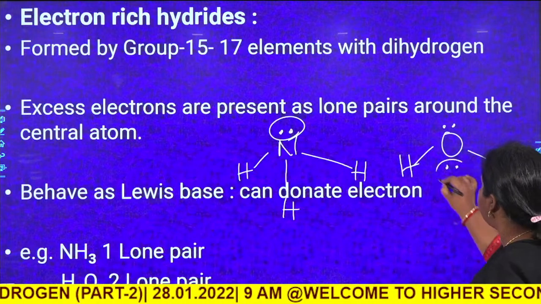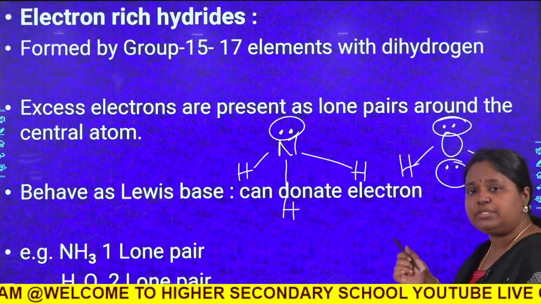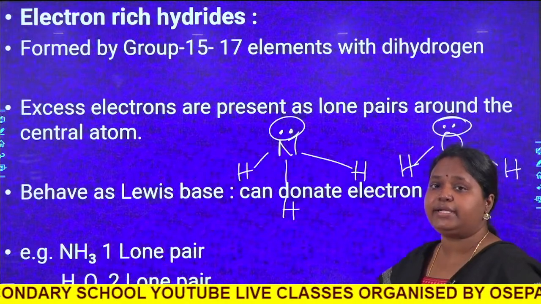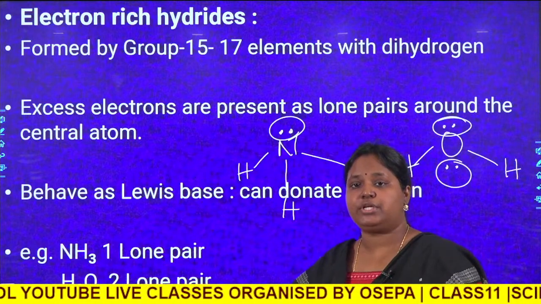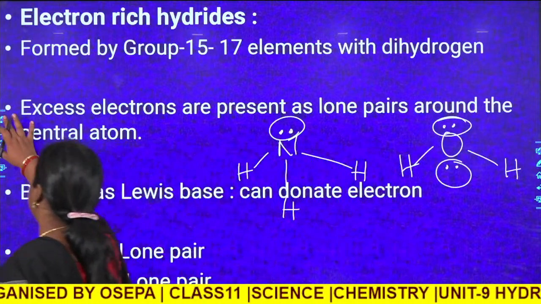So 2 lone pairs are available with oxygen which can be donated, hence they behave as a Lewis base, hence these are called electron rich hydrides. Electron rich hydrides are the compounds formed between hydrogen and group 15, 16 and 17 elements.